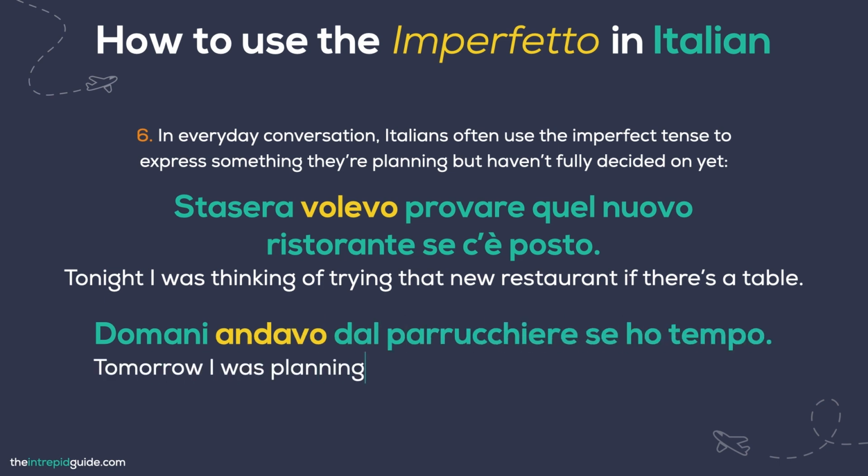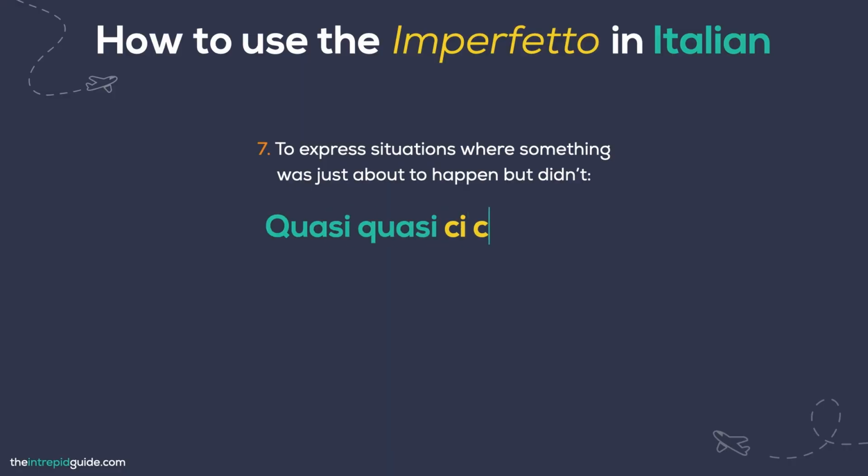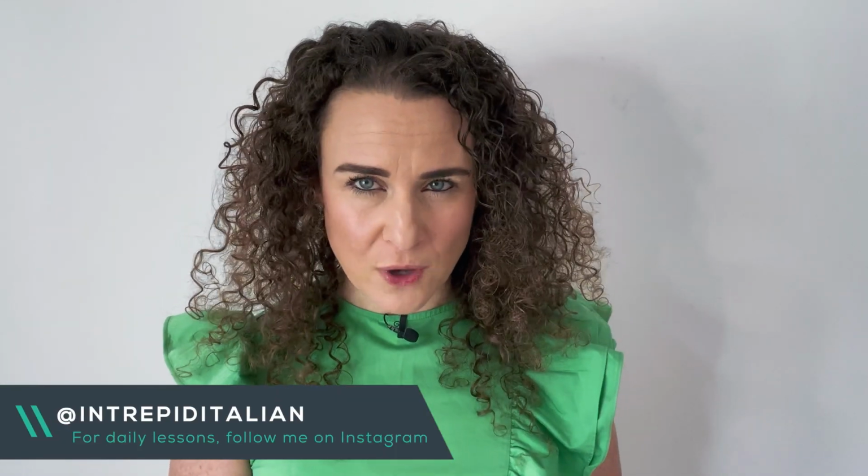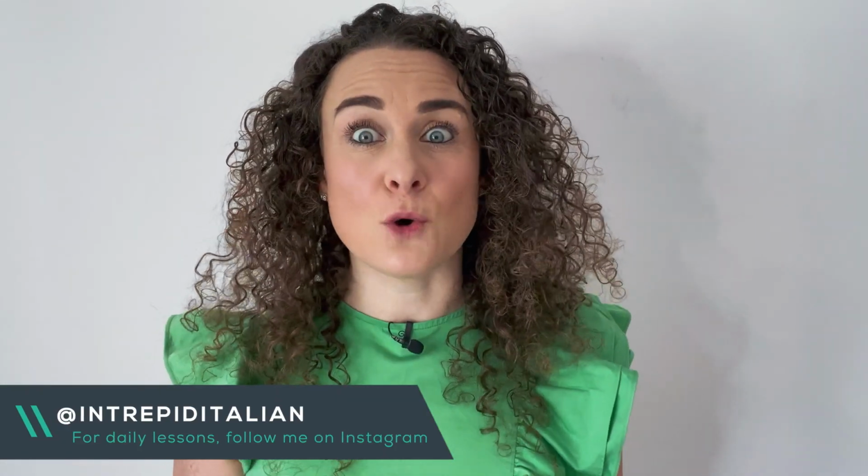Domani andavo dal parrucchiere, se ho tempo. Tomorrow I was planning to go to the hairdresser if I have time. We also use it to express situations where something was just about to happen but didn't. For example, Quasi quasi ci cascavo. I almost fell for it. Per poco ci restavo secco. I nearly dropped dead.